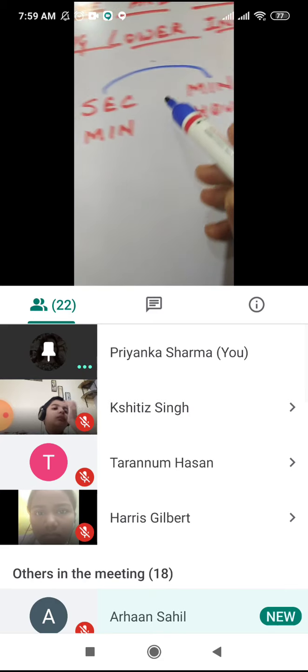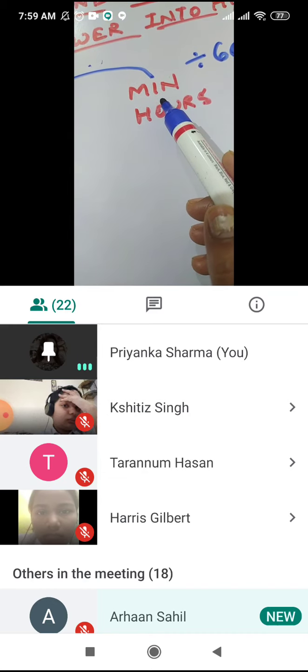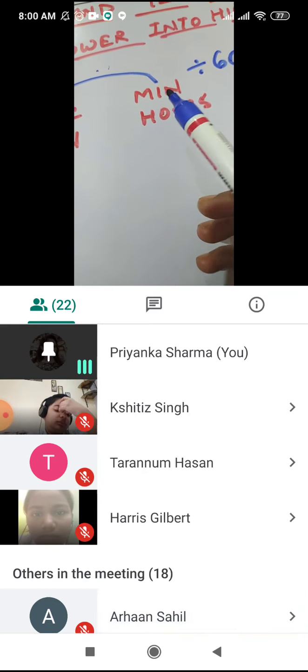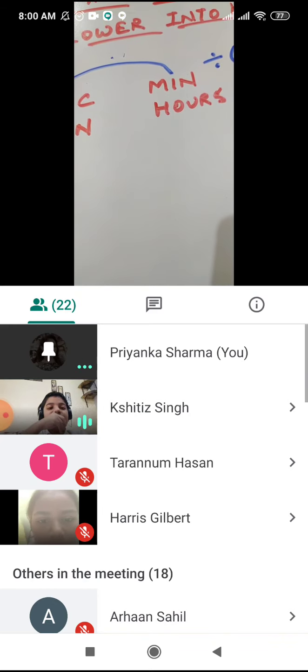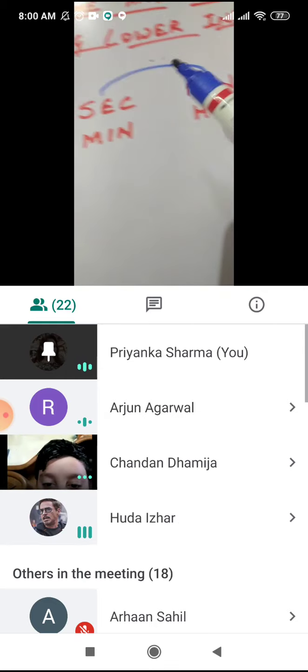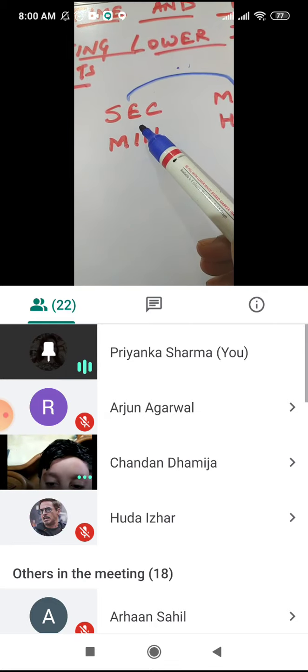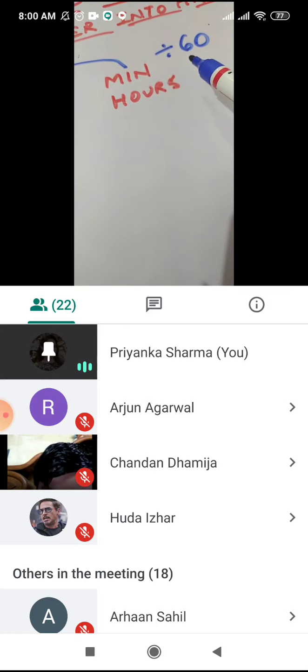Divide. Here the smaller unit is seconds and the bigger unit is minutes. You all tell me, which is the smaller unit, seconds or minutes? Second is a smaller unit. Minute is a bigger unit. So when we convert the smaller unit, that is seconds, into minutes, we divide by 60.